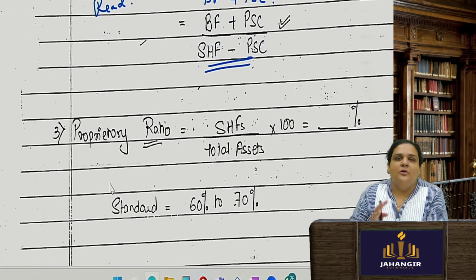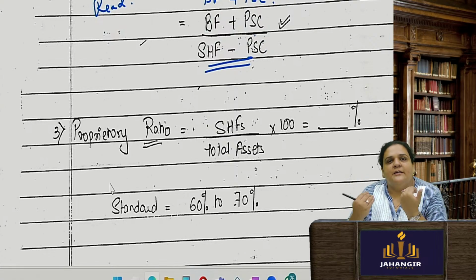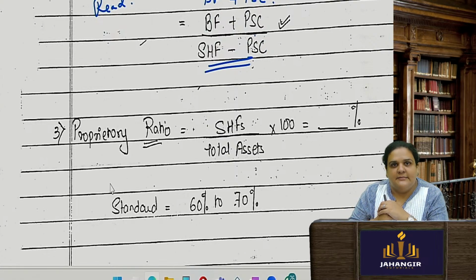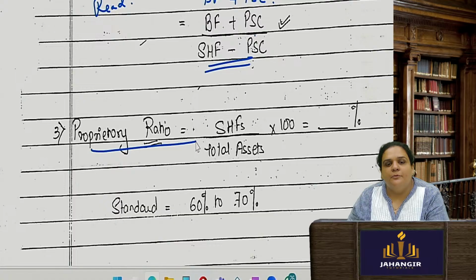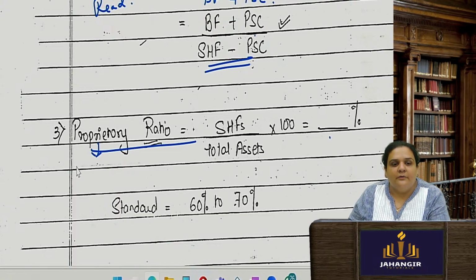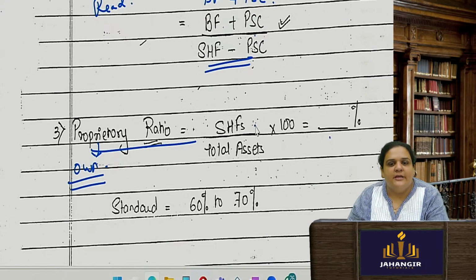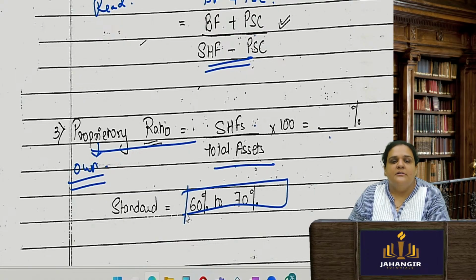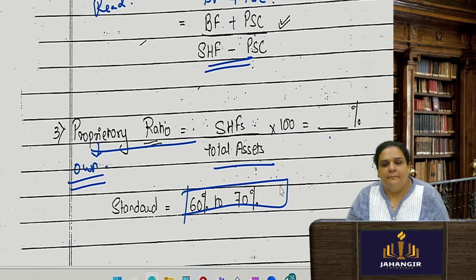Proprietary ratio, entire shareholders funds upon your total assets. How much of your own funds are you using against your total assets? That will give you the proprietary ratio in form of percentage. Proprietary means own. So own funds, shareholders funds upon total assets into 100. Standard is 60% to 70% minimum.